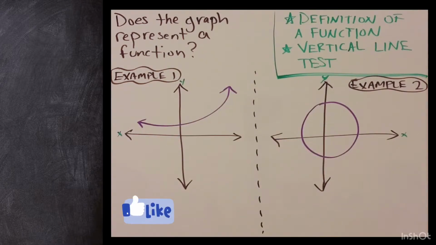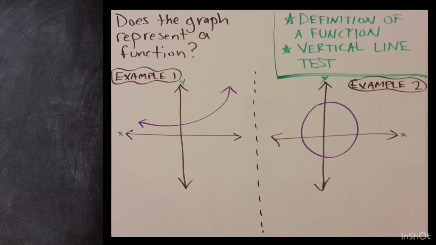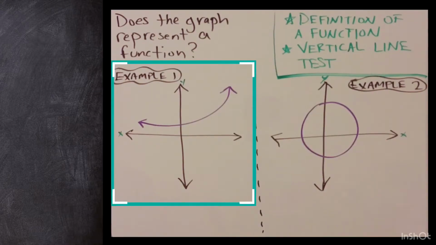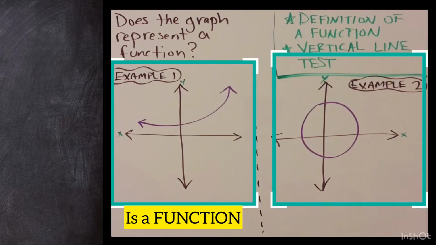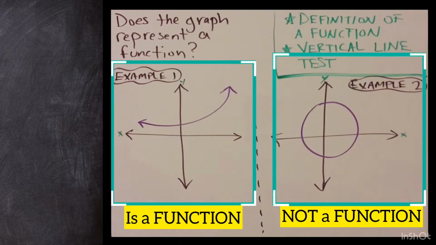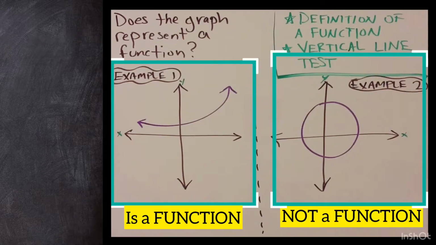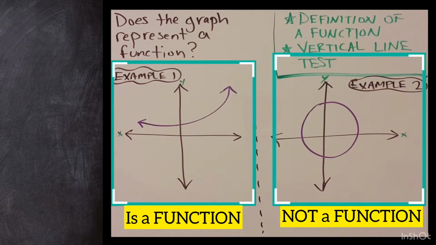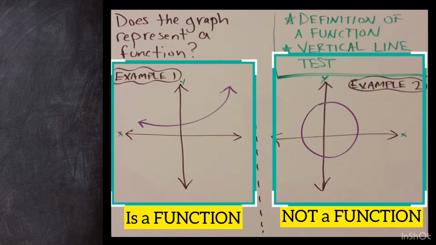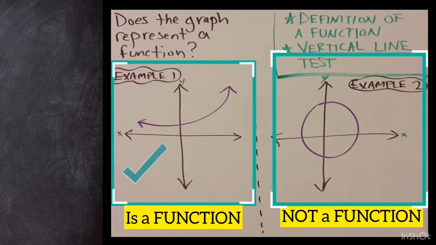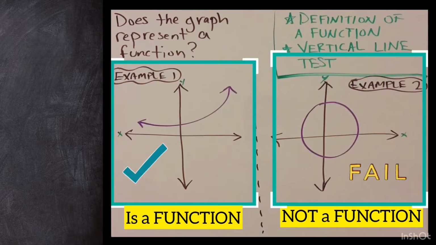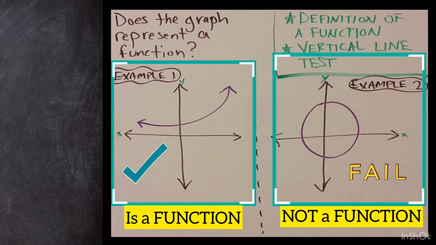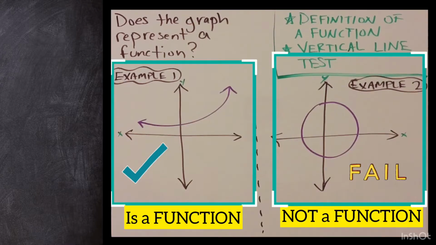Now, I'm going to actually give you the answer first and then show you how this works. So, example 1, this is a function. Example 2 is not a function. Now, check this. The reason that one graph is a function and the other is not is because the graph on the left passes the vertical line test, and the graph on the right fails the vertical line test. Let me show you what I'm talking about with this vertical line test.